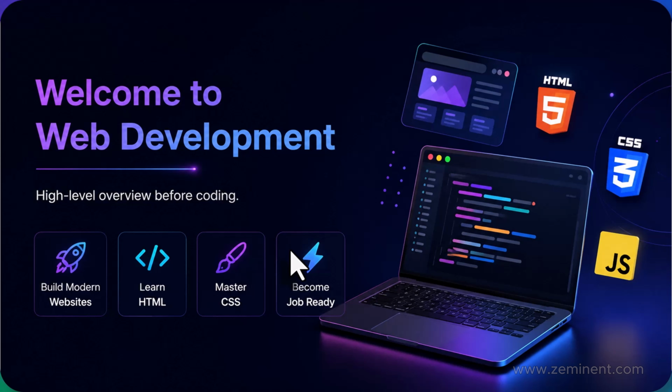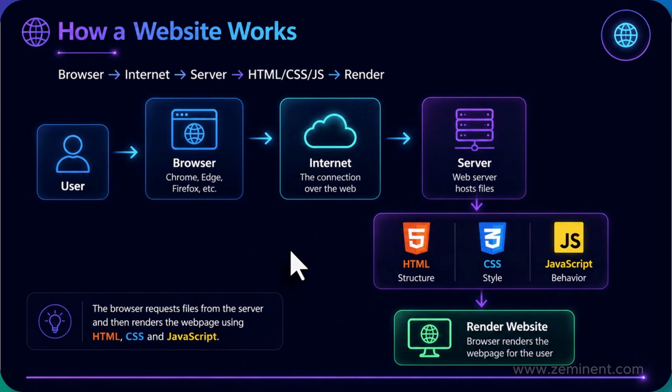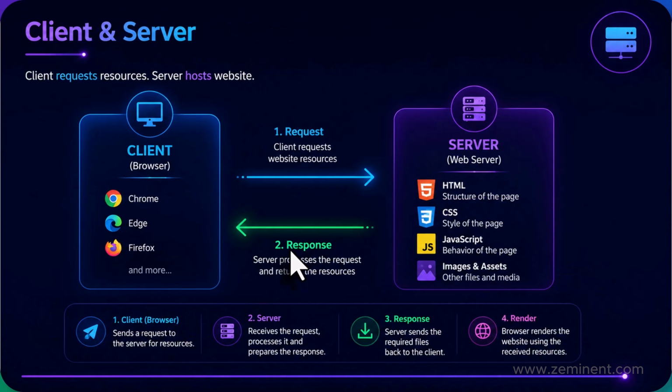Before going to the coding, we will get a high overview of web development. So how does a website work? When the user requests a file or anything from the browser, it goes to the server and then renders the web page using HTML, CSS, JavaScript in the background.